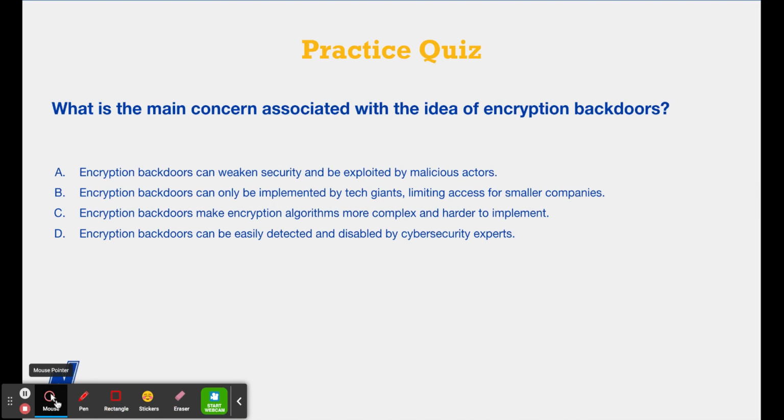The reason for this is that an encryption backdoor refers to deliberately creating a vulnerability or weakness introduced into the encryption system to allow authorized access by agencies or governments. The main concern is that these backdoors can weaken the security of the systems, making them more vulnerable to exploitation by malicious actors. Critics argue that such a backdoor can create a significant risk, as it can be discovered and exploited by cyber criminals or state-sponsored attackers.